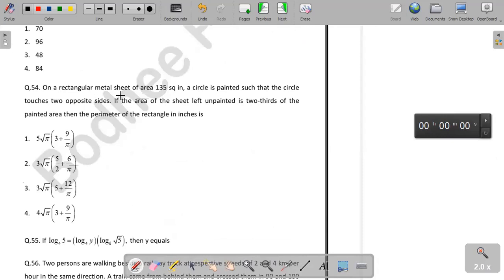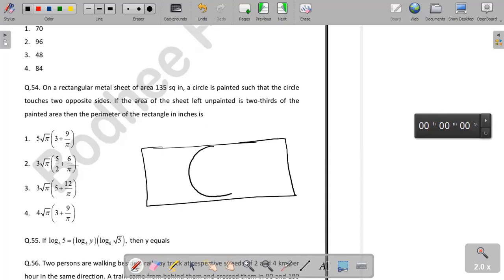On a rectangular metal sheet of area 135, so you have to understand there is a rectangular metal sheet and the area is 135. A circle is painted such that the circle touches two opposite sides. Okay, two opposite sides. If the area of the sheet left unpainted is 2/3 of the painted area. So this is the type of circle, and if this is 2b, this would be 135 by 2b. Why do I take 2b? Because this would divide into b and b. So the radius is b.